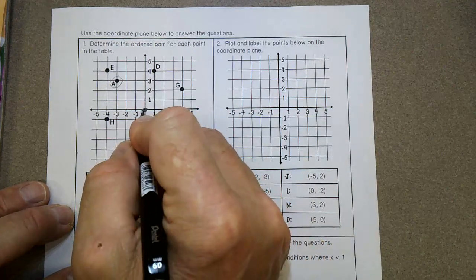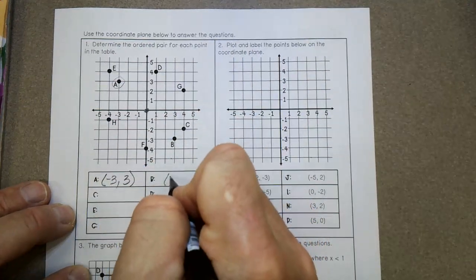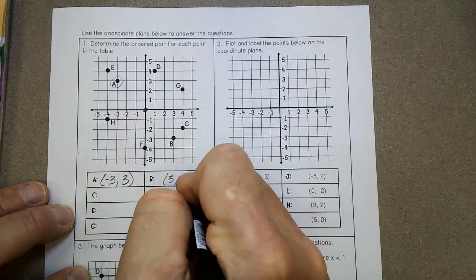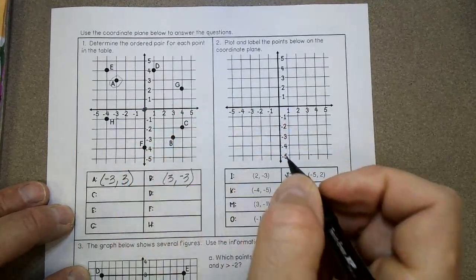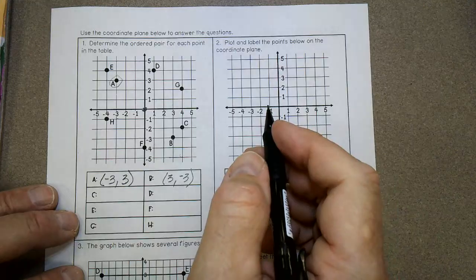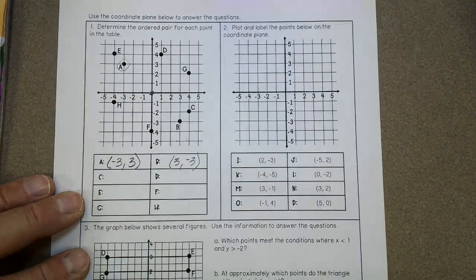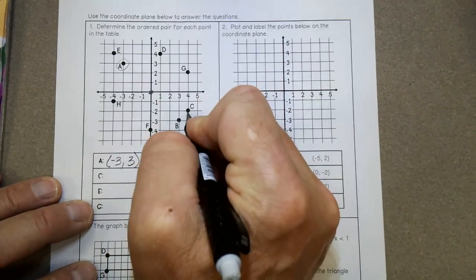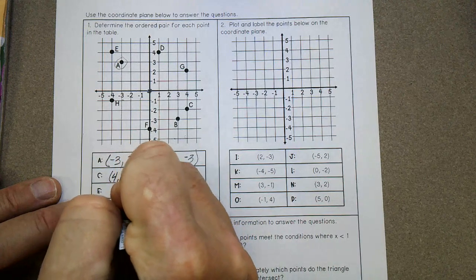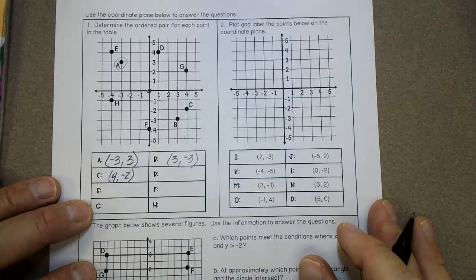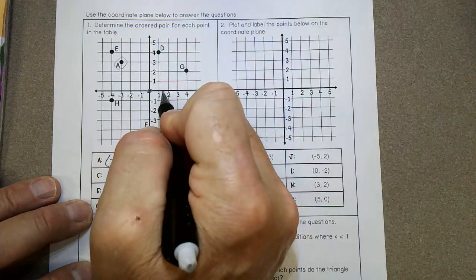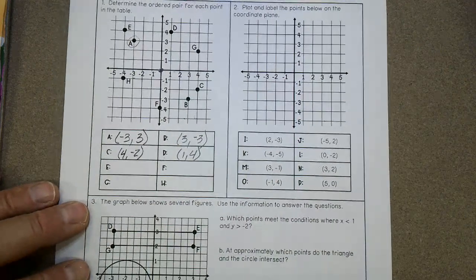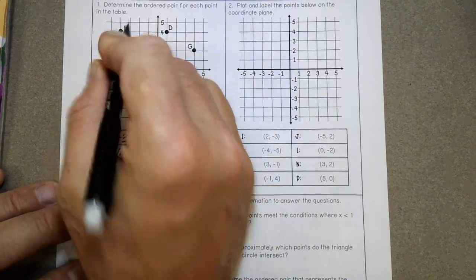Letter B, we're going to go over 3. This time it's a +3, and we're going to go down 3, and that means it's a negative 3. 1, 2, and 3. This is in the fourth quadrant. I'll do one more with you, and then you can finish them up. Pause the video. Letter C is 4, negative 2. Letter D is 1, 4. Letter E is negative 4, 4.